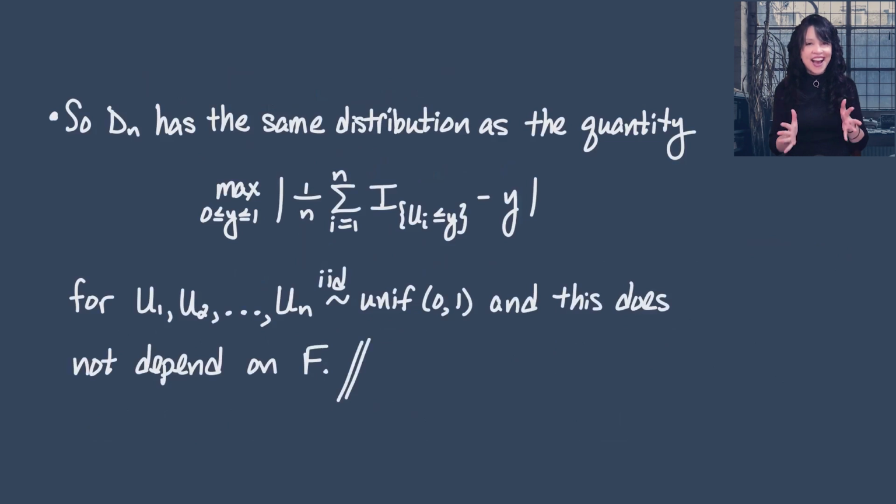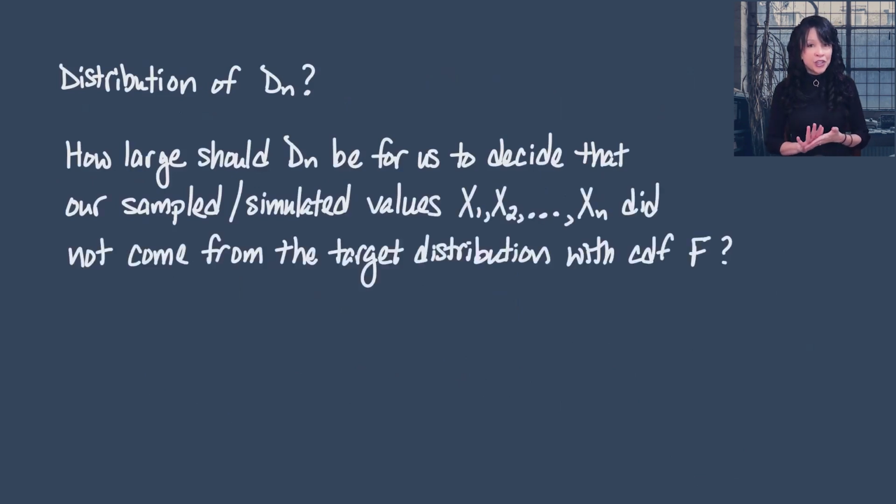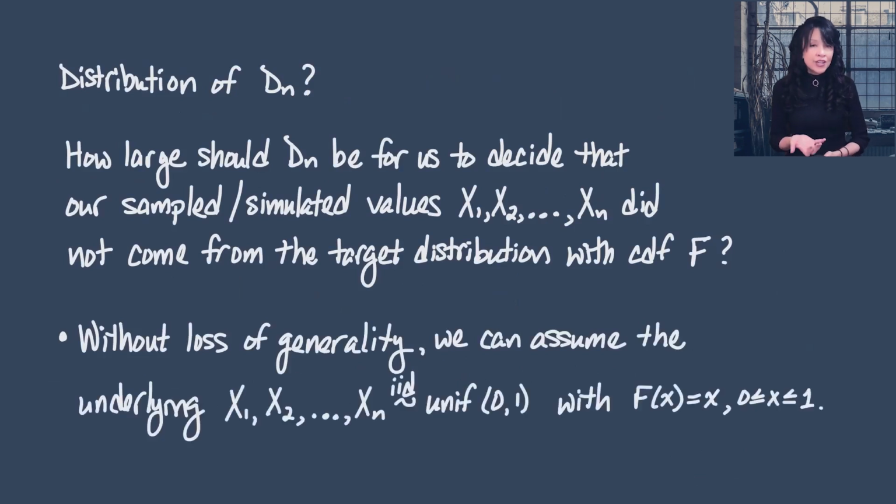Yet again, I ask, what is the distribution of D_n, and how large should D_n be for us to think that our simulation is going wrong? Without loss of generality, we just saw that we can assume that the underlying data, I'm going to call them capital X_1 through capital X_n, are actually IID uniform 0, 1. If you want to preserve the capital X_1 through capital X_n that we started with, you could call these U_1 through U_n, but I'm just kind of reusing the name.